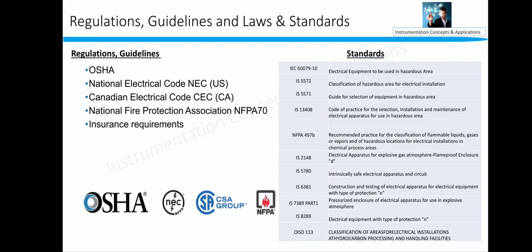The USP of this video is that I have mentioned the regulations, guidelines and laws along with the standards which have been followed to identify an area as hazardous. Unfortunately there are no specific guidelines on which we can classify an area as hazardous, but there are a number of regulations and guidelines. Some of them are OSHA, National Electric Code NEC, which is followed in the USA, Canadian Electrical Code CEC, National Fire Protection Association NFPA Article 17, and some insurance requirements are also there.